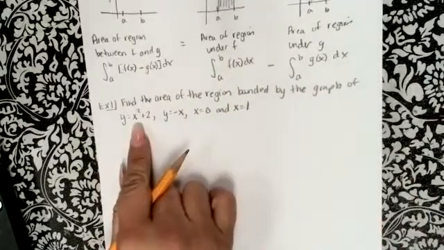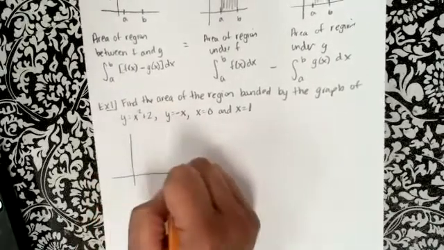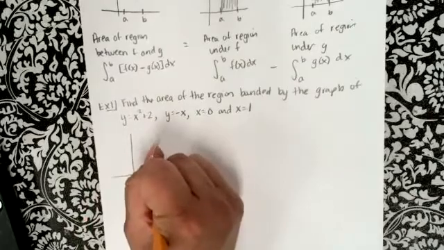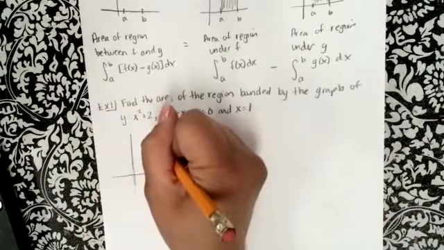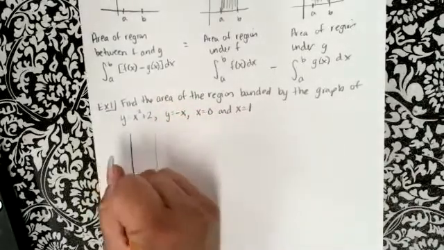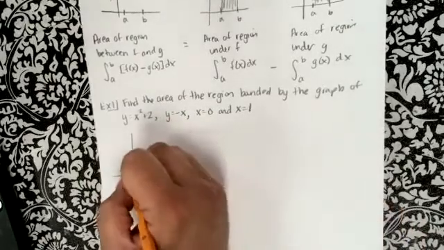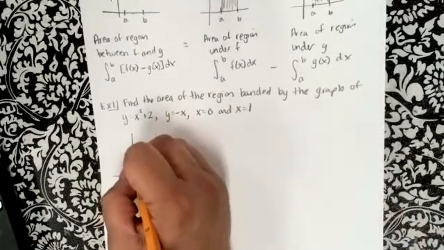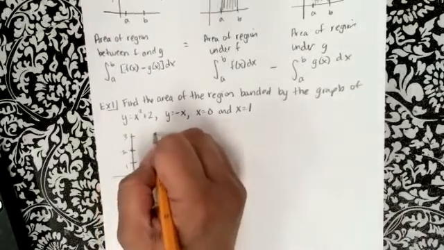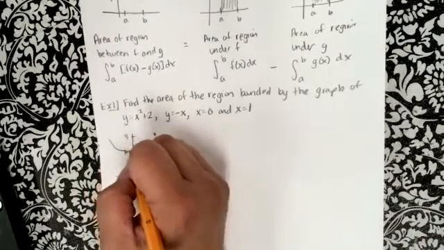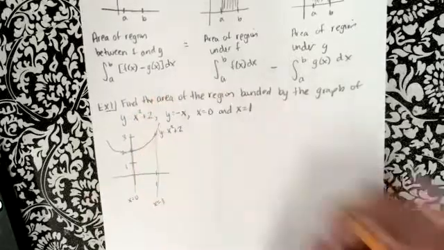Now, I know that that's a parabola, and the y-intercept is at 2. I know I only want to go from 0 to 1, because x equals 0 is this line, x equals 1 is this line. So this is going to be the x equals 0 line, this is going to be the x equals 1 line. And then it has a y-intercept at 2. And then if you know a parabola, it's going to go over 1, up 1. So this is going to be the curve y equals x squared plus 2.